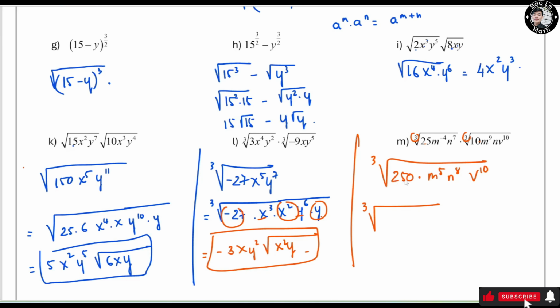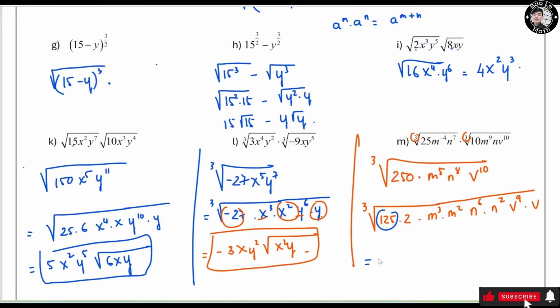Now 250 can be written as 125 times 2, right? M to the 5th can be written as m cubed times m squared. N to the 8 can be written as n to the 6 times n squared. V to the 10 can be written as v to the 9 times v, right?